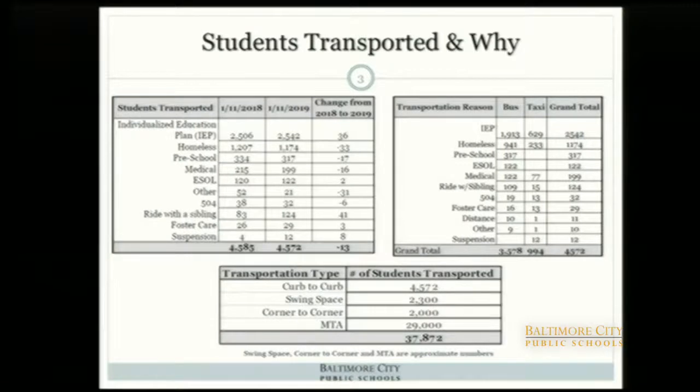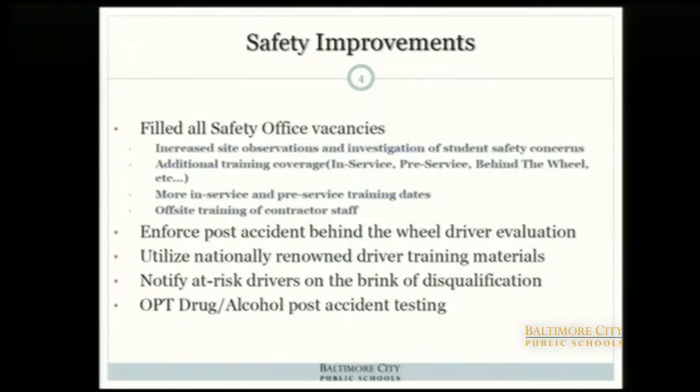All right. So for safety improvements, we filled all of our safety office vacancies. We had some positions that were open for quite some time, which made it harder for us to have an ample number of trainings as well as accident coverage. So those positions are now filled.